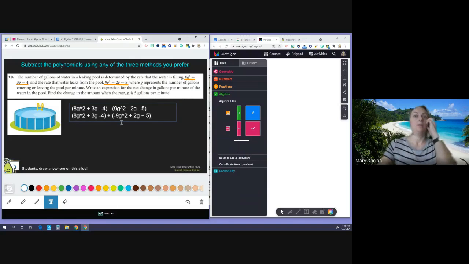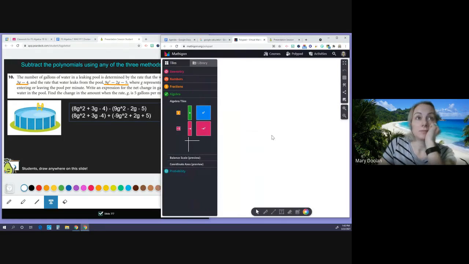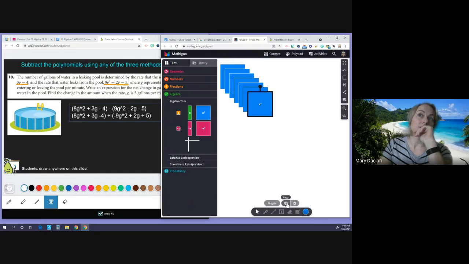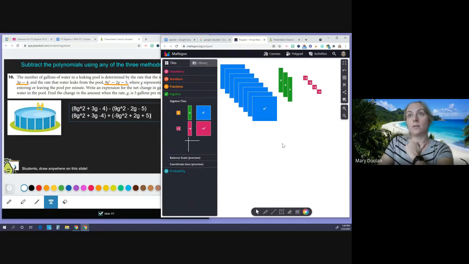Okay. And since I have that, I could come over here and represent that. 8g squared means I have 8 of these. If I put one up, I can go to this copy button and click it. They are just more of the same. There's 4, 5, 6, 7, 8. I have 3 g's. And remember, guys, if you have a different variable here than you have here, it's okay because you're just using this as a visual tool. Minus 4. I have 4 of those. Okay, so that's my first polynomial.